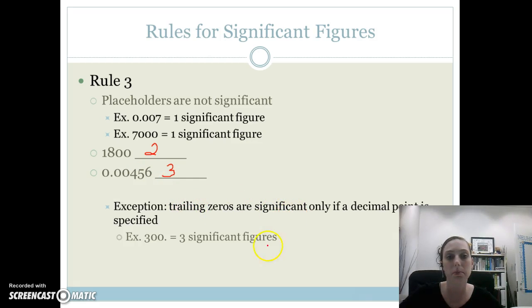Okay, the one exception, and this was on an earlier slide, if you see a decimal at the end of a number, that decimal there is being specific. It's saying that yes, this one's place was taken, that measurement was taken, and it was a 0. So that means that this number is 3 sig figs because the full measurement went to the ones place, and that ones place happened to be 0. So 3 sig figs.